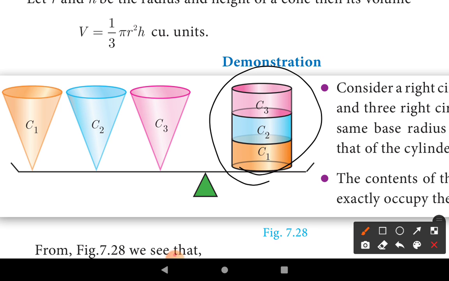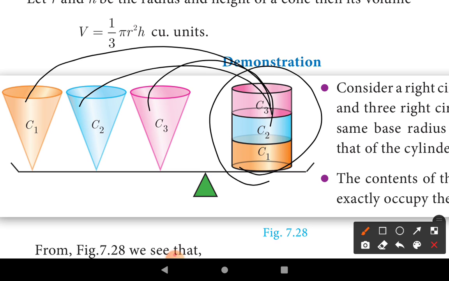I already told you. You take one time and pour it in, then another time and pour it in, and another time, pouring into the cylinder. So in order to fill the right circular cylinder of 5 centimeter radius, you have to fill the cone 3 times and pour it into the right circular cylinder of the same radius, 5 centimeter, so that it will get filled.